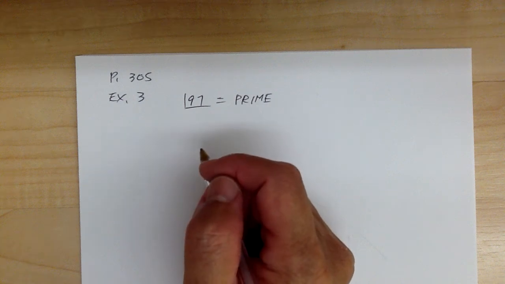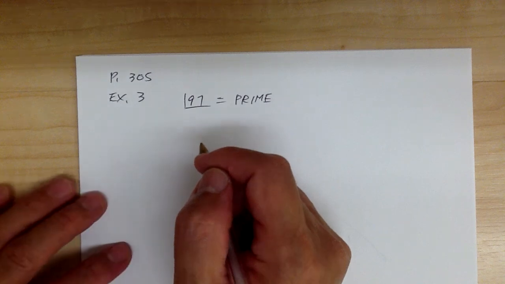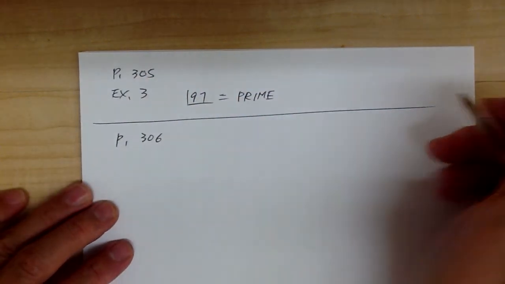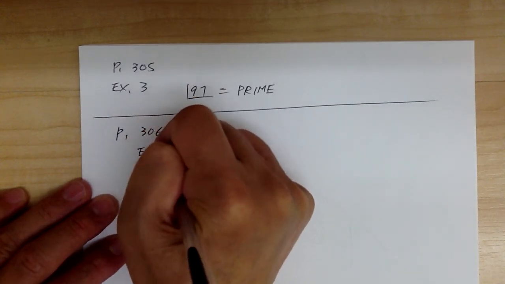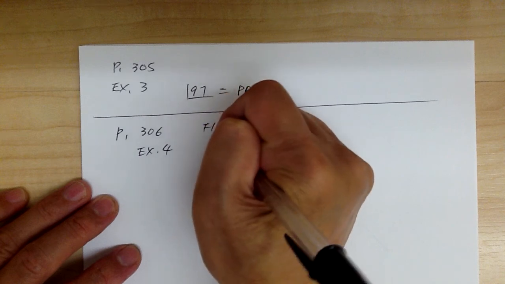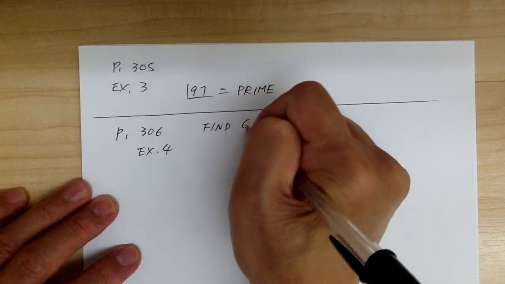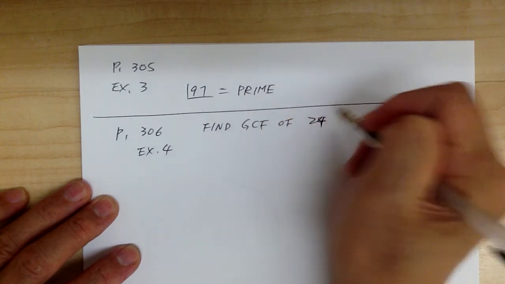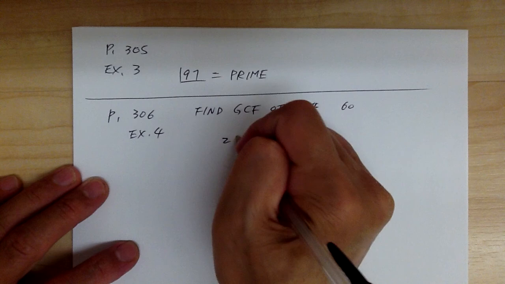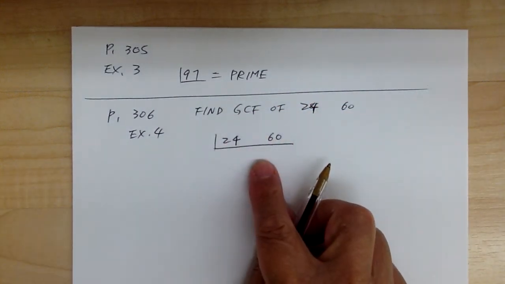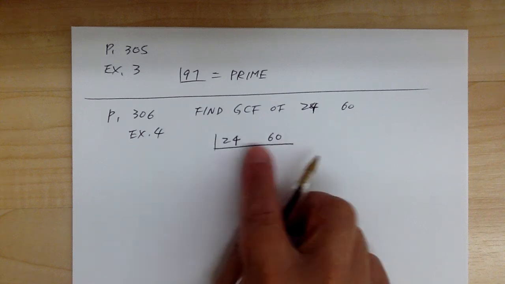Now let's go to GCF, or the greatest common factor. Let's go to page 306 and do example 4. You're looking for the GCF. It says find the GCF of 24 and 60. The way you're going to do that is to divide both at the same time. You're looking for a number that both of these numbers can divide.